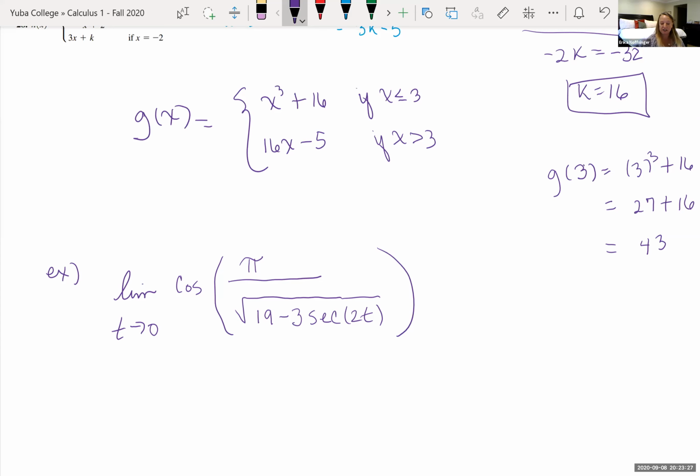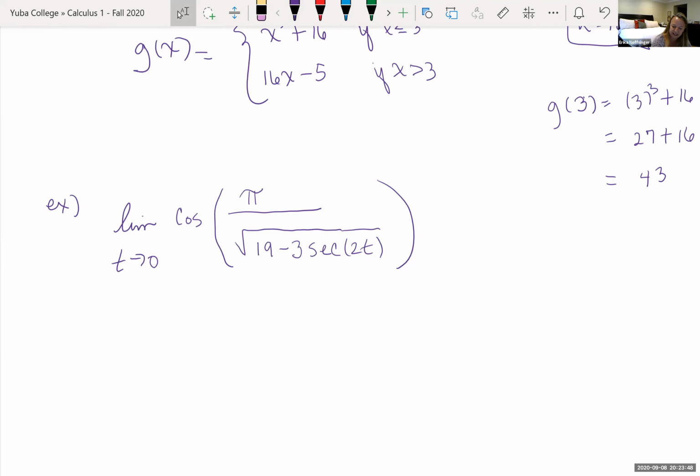Okay, so cosine function, that is continuous everywhere. The only problems that we're going to worry about is when that denominator is equal to 0. And secant is actually 1 over cosine, so we might have some problems there. But let's plug in, wherever we see a t, we're going to plug in 0. And so if we look at this, this would give us back cosine. Actually, let me just use the rule.